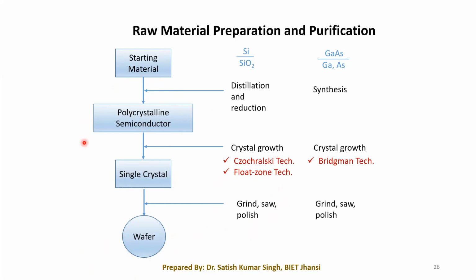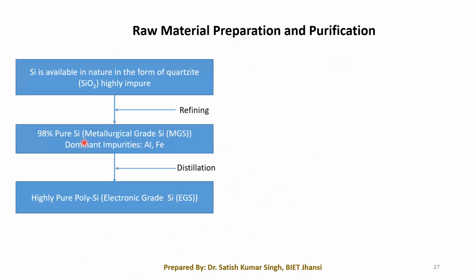So now just see this. First of all, we have silicon, which is available in the form of quartzite, and because it is available in nature, it will be highly impure. So it is a highly impure material. Since it is highly impure, we have to purify it, and we have to get the silicon out of this SiO2.